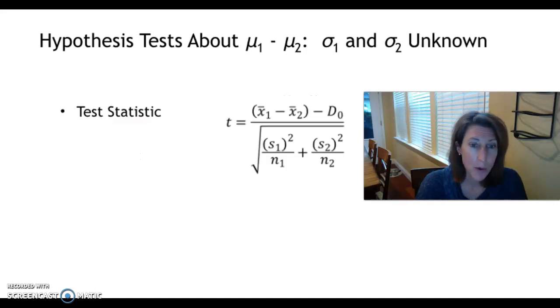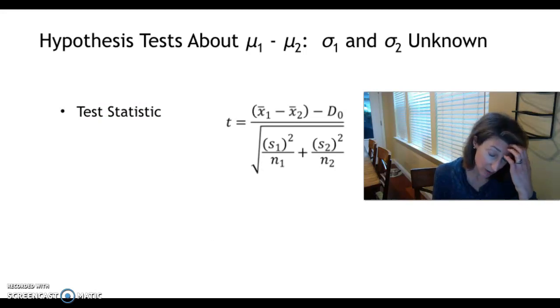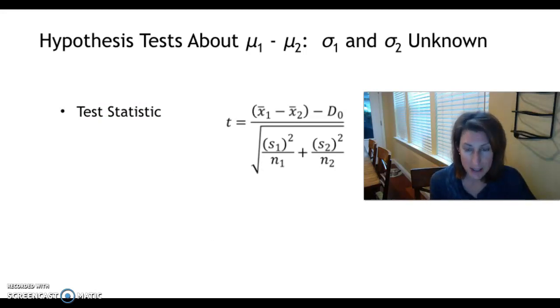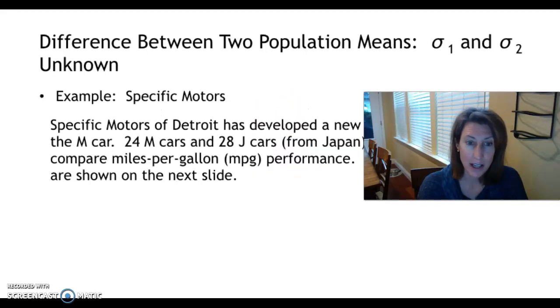So same format. Okay, we could also do this when we don't know the standard deviation from the two populations, and it will be a test statistic that uses the t-distribution. Here, a slightly different test statistic. We're using the sample standard deviations. Again, our calculator is going to help us.